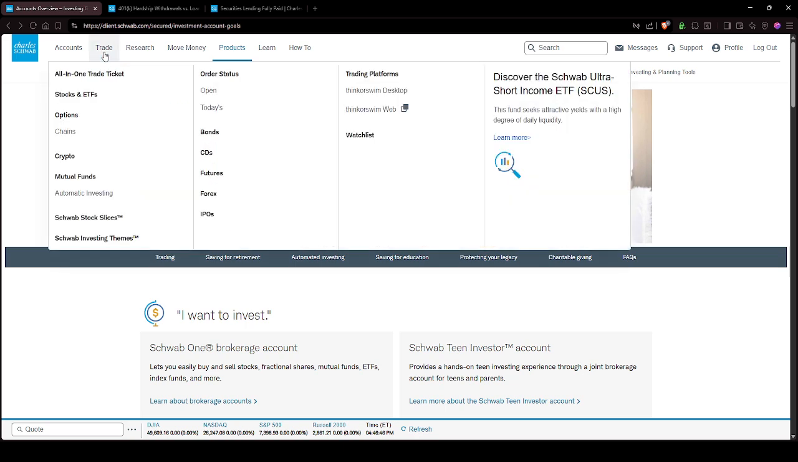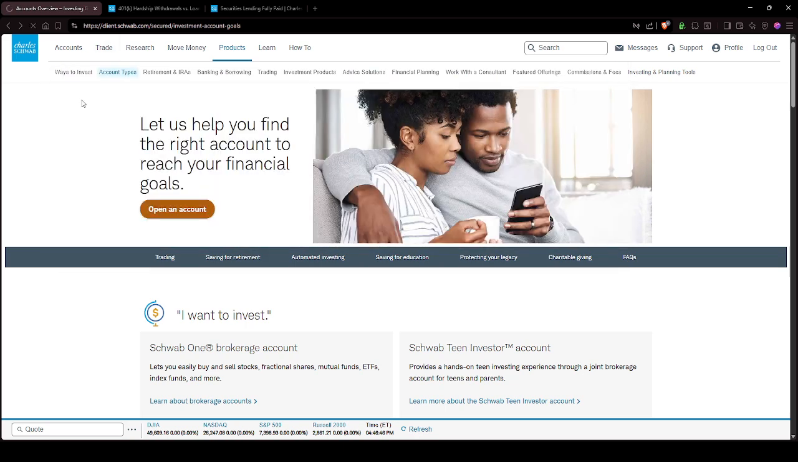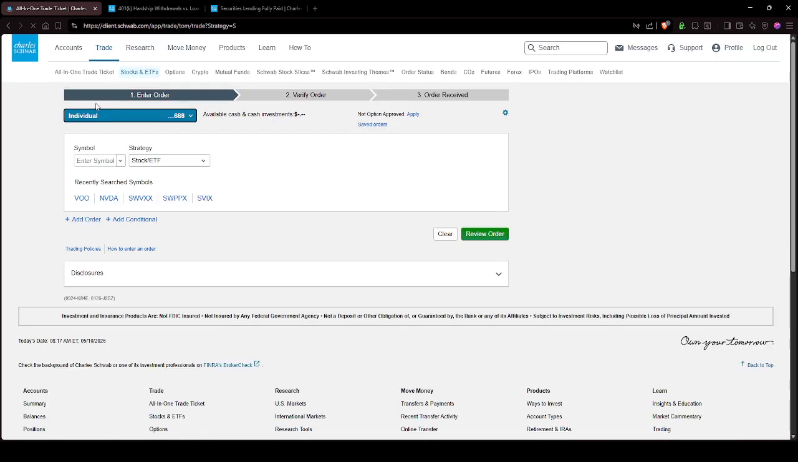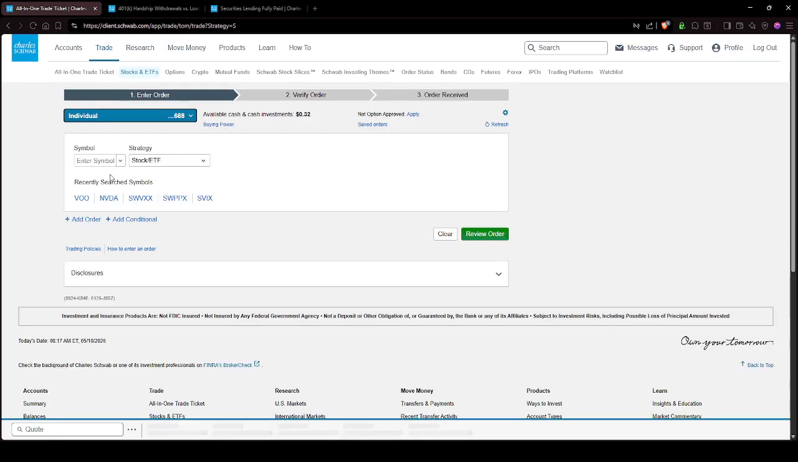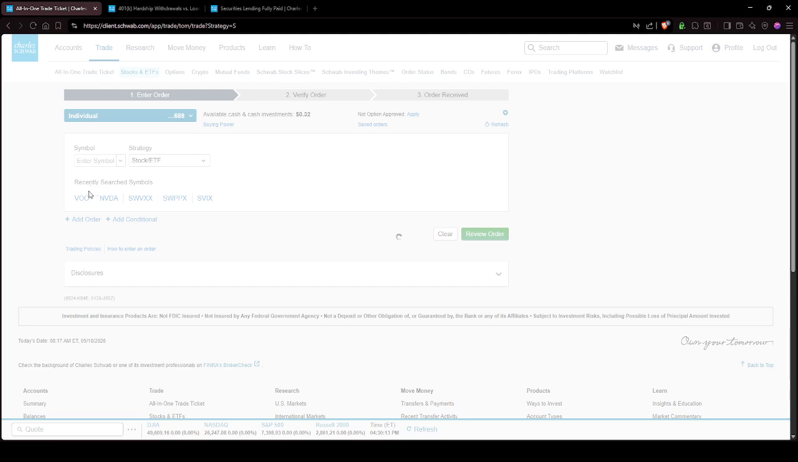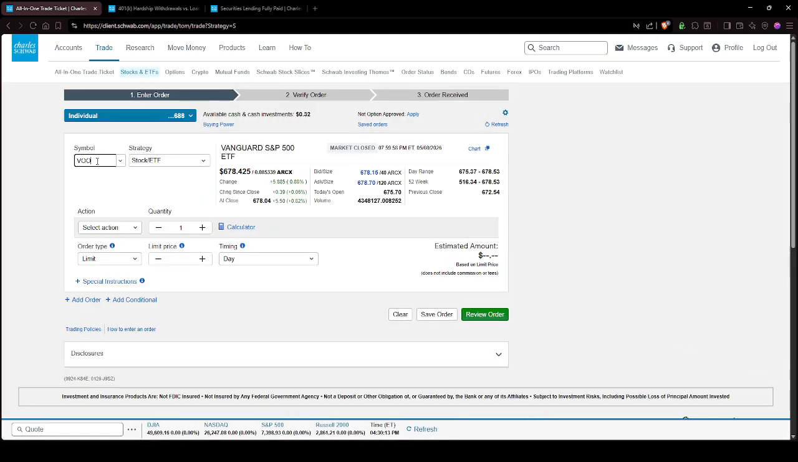To start trading, navigate to the Trading tab or section of the platform. Here, you will find options for various types of trades, including stocks, ETFs, options, and mutual funds. To place a trade, simply select the asset you intend to trade by searching for its ticker symbol. After entering the symbol, you will see detailed information about that asset.